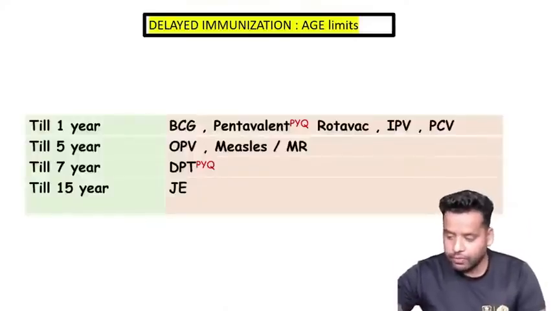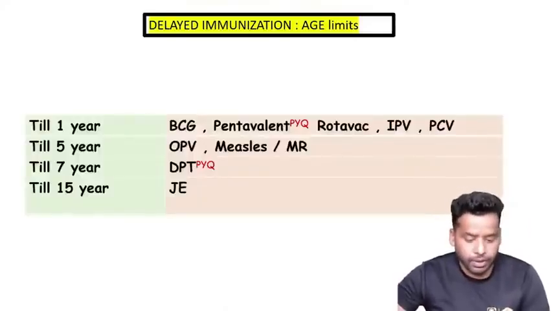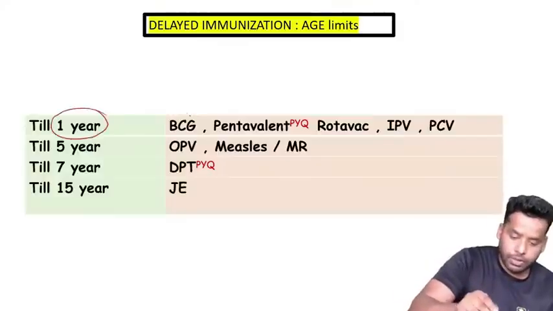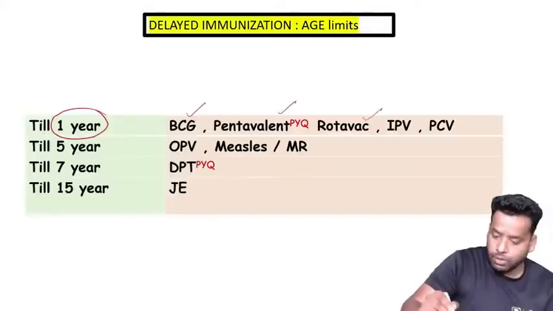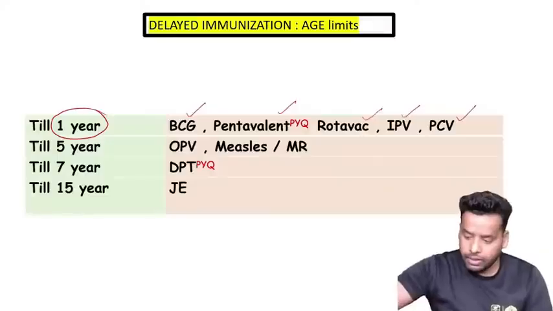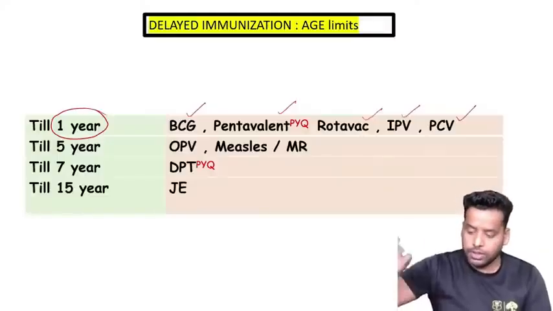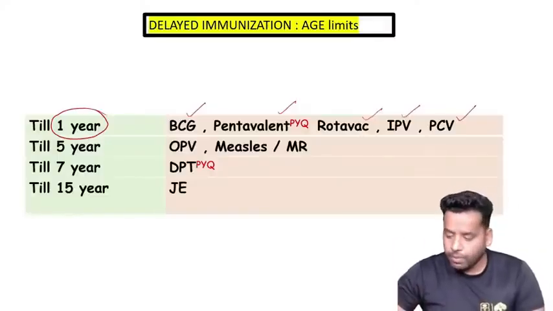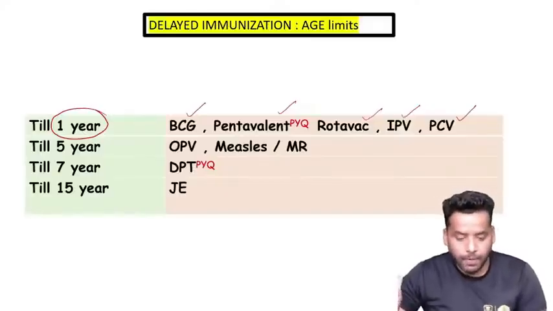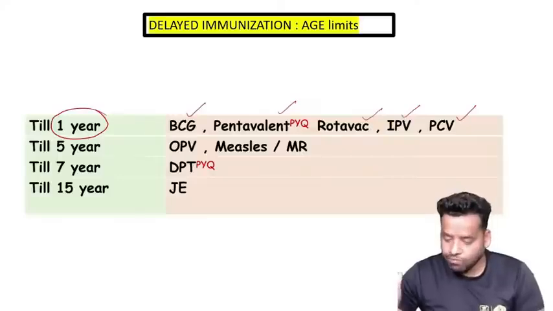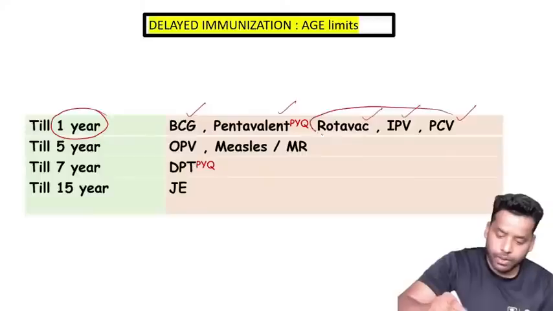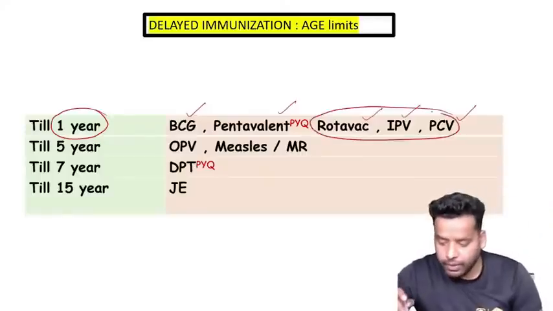Delayed immunization, very important question. Till 1 year, what vaccines can be given? Answer my next question. Delayed immunization I am asking. Till 1 year, what vaccines can be given? BCG, pentavalent, Rotavac, IPV and PCV. Rest in peace till 1 year.